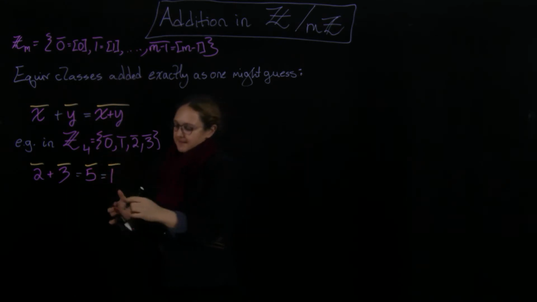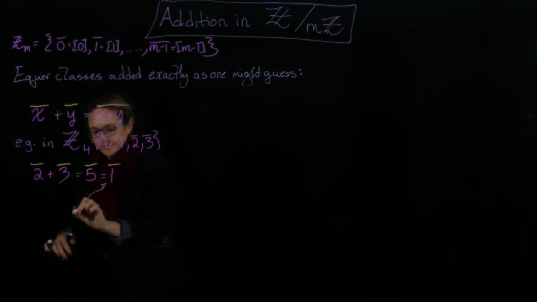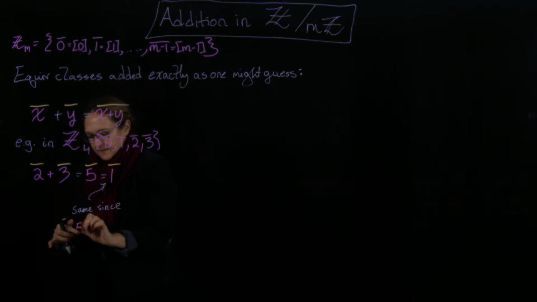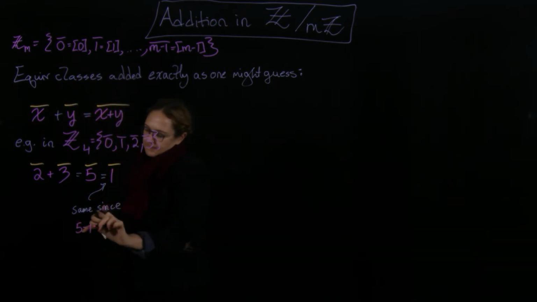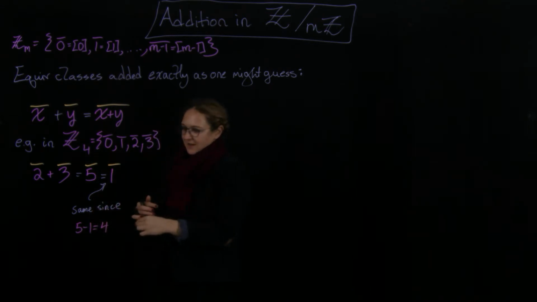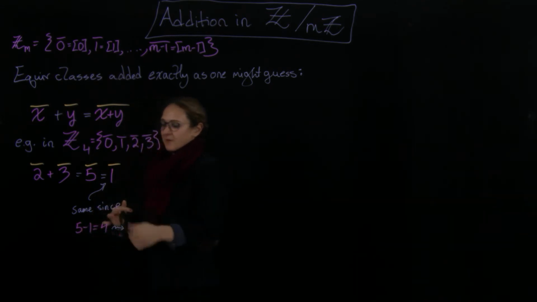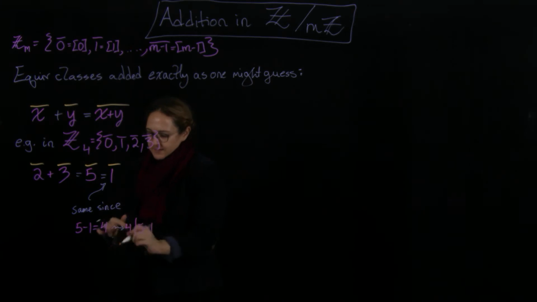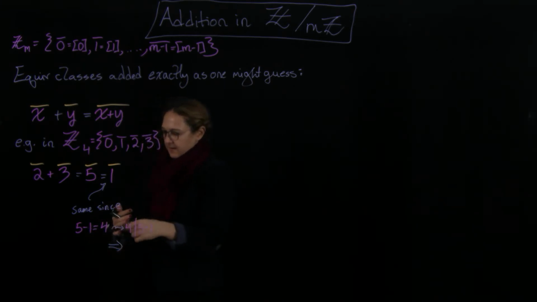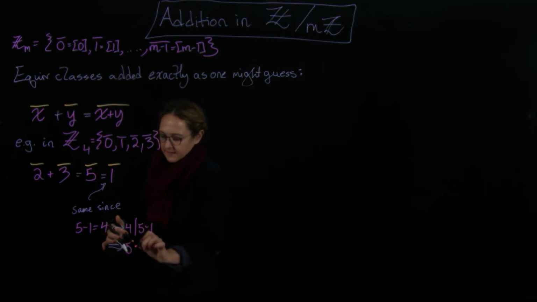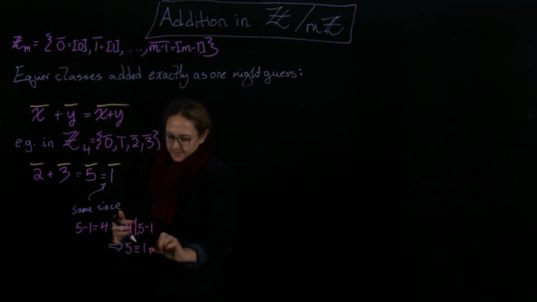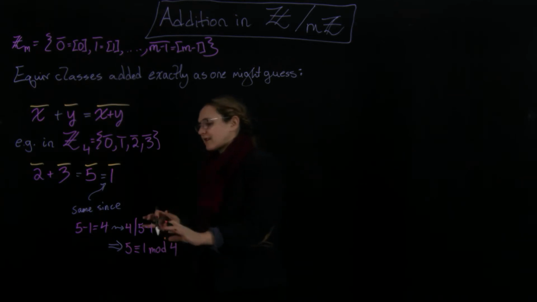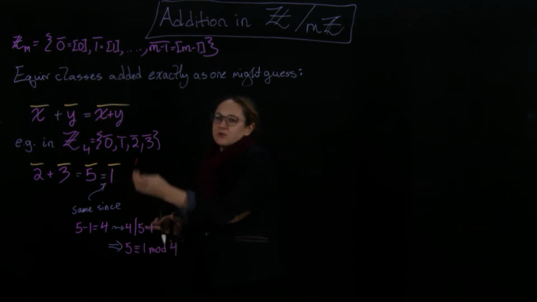And why are these the same thing? These are the same since if I take 5 minus 1, this is equal to 4. So that tells me that 4 divides 5 minus 1, which is going to tell me that 5 is congruent to 1 mod 4. So using this you can add, but usually you want to bring it down to the smallest representative.